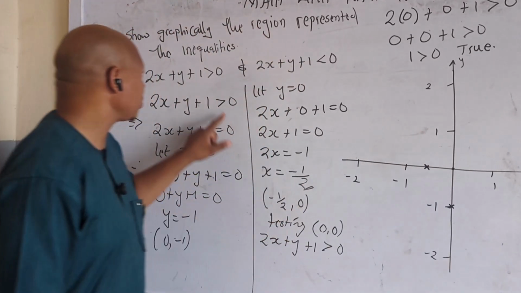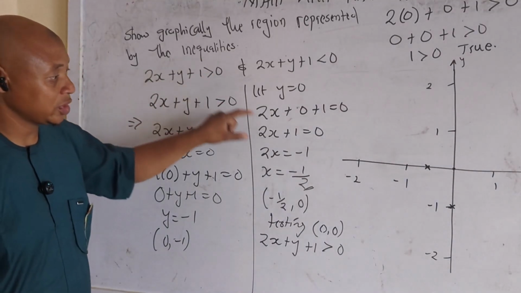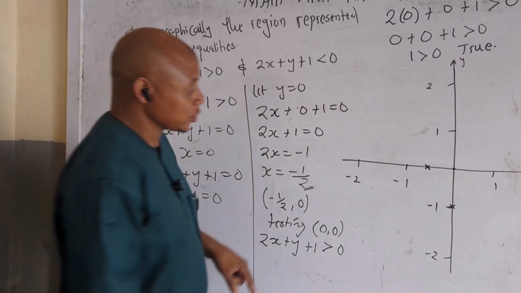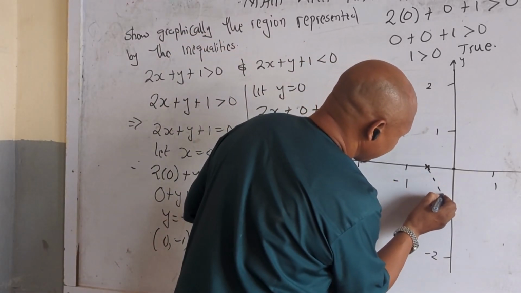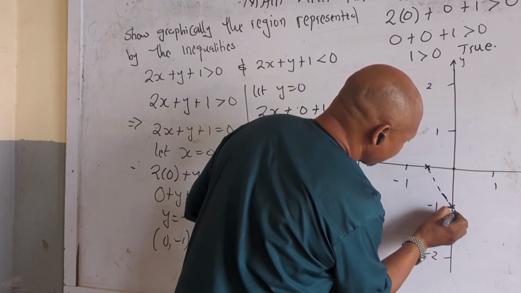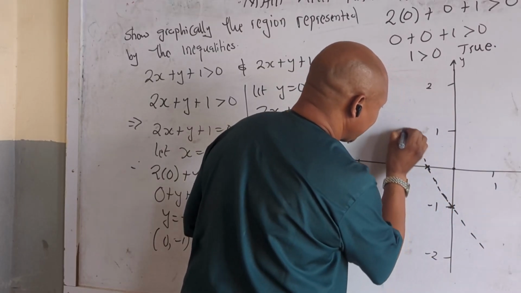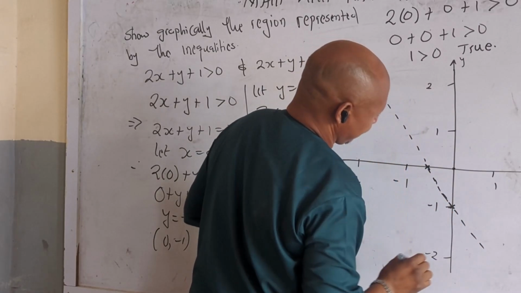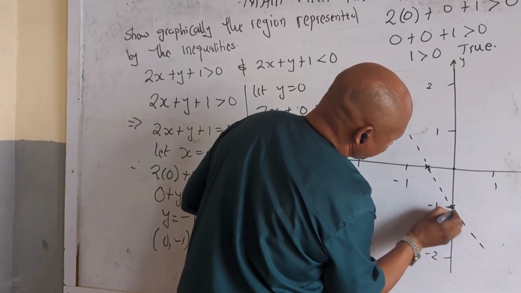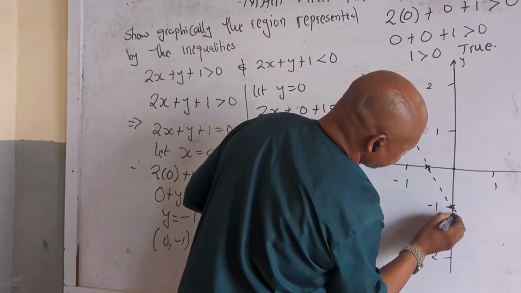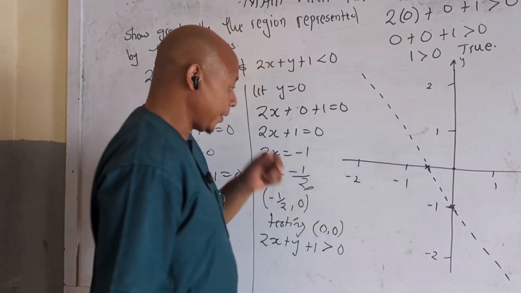Because there is no equality sign on the inequality, it's only less than or greater than, this is going to be a broken line. So now we join these two points with a broken line, which must be straight. Don't mind me using the freehand scale. You have to use your ruler to ensure it is straight when joining the points together.